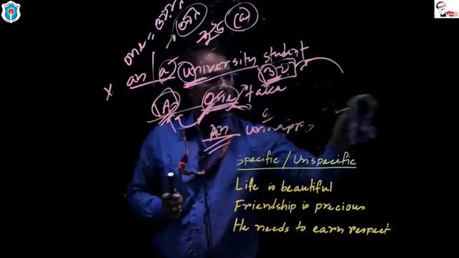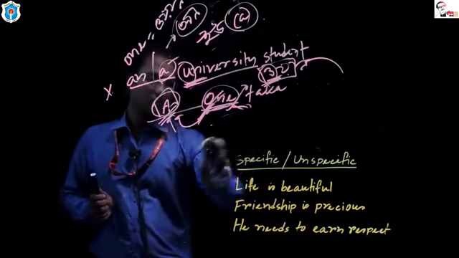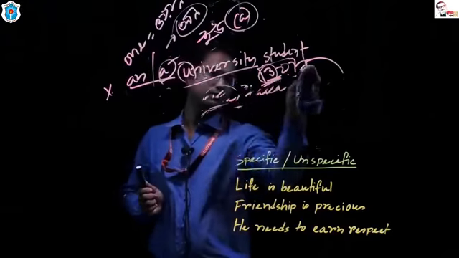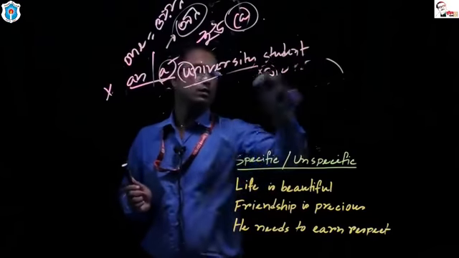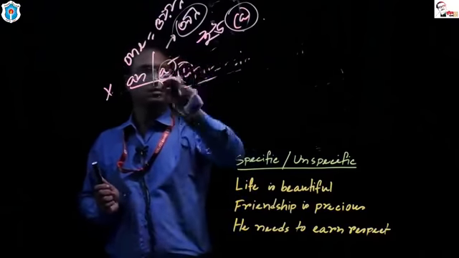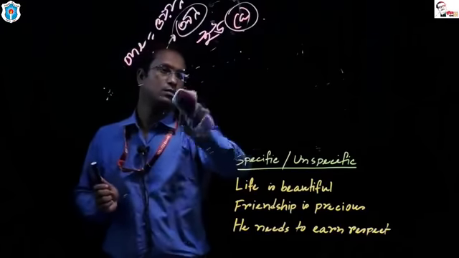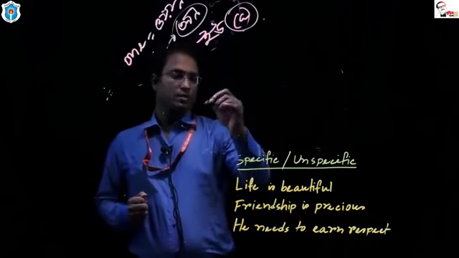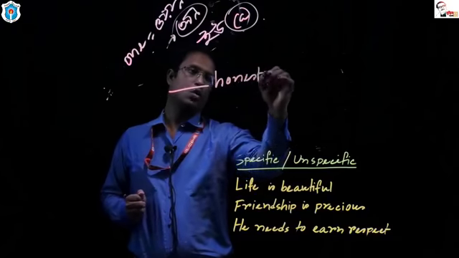Sometimes some consonant alphabets are pronounced like vowel sounds. Then we will use N over there. Suppose honest or hour. Okay. Dash honest man.